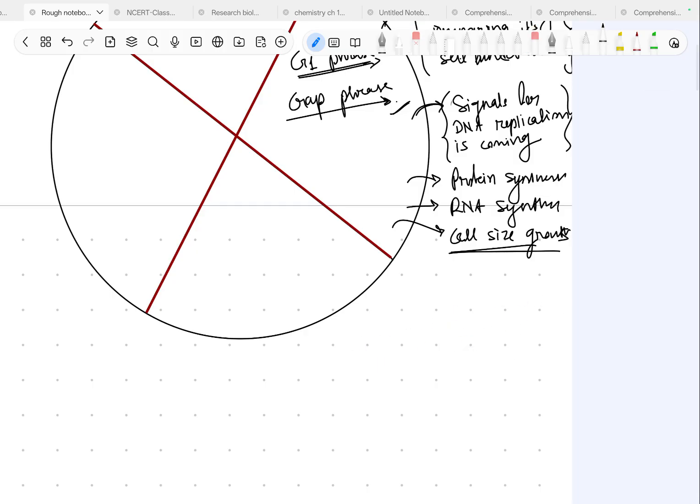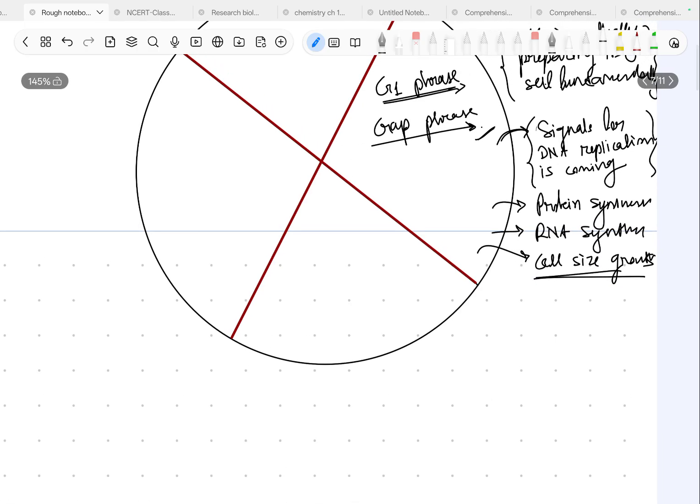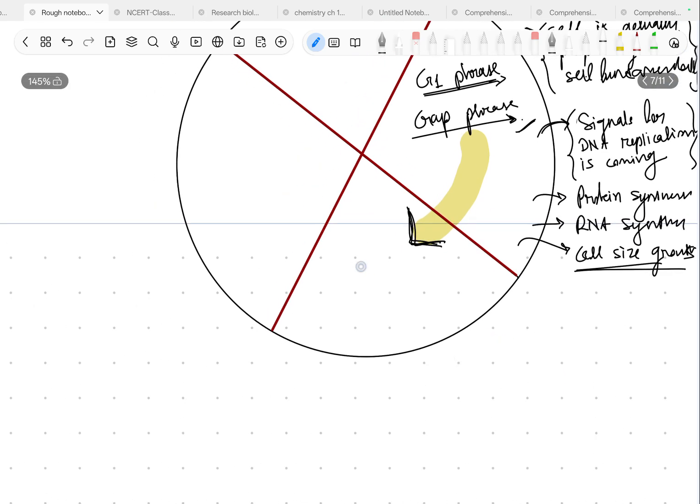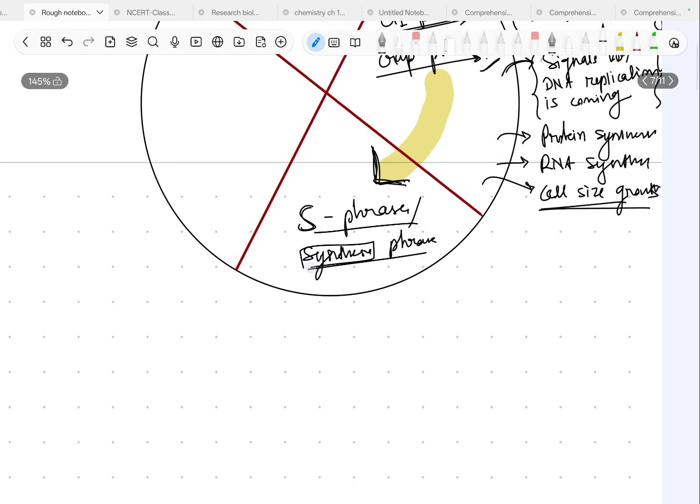Okay, the next phase is S phase, the synthesis phase. As the name states, synthesis means it helps in duplication. Here the replication of DNA occurs.